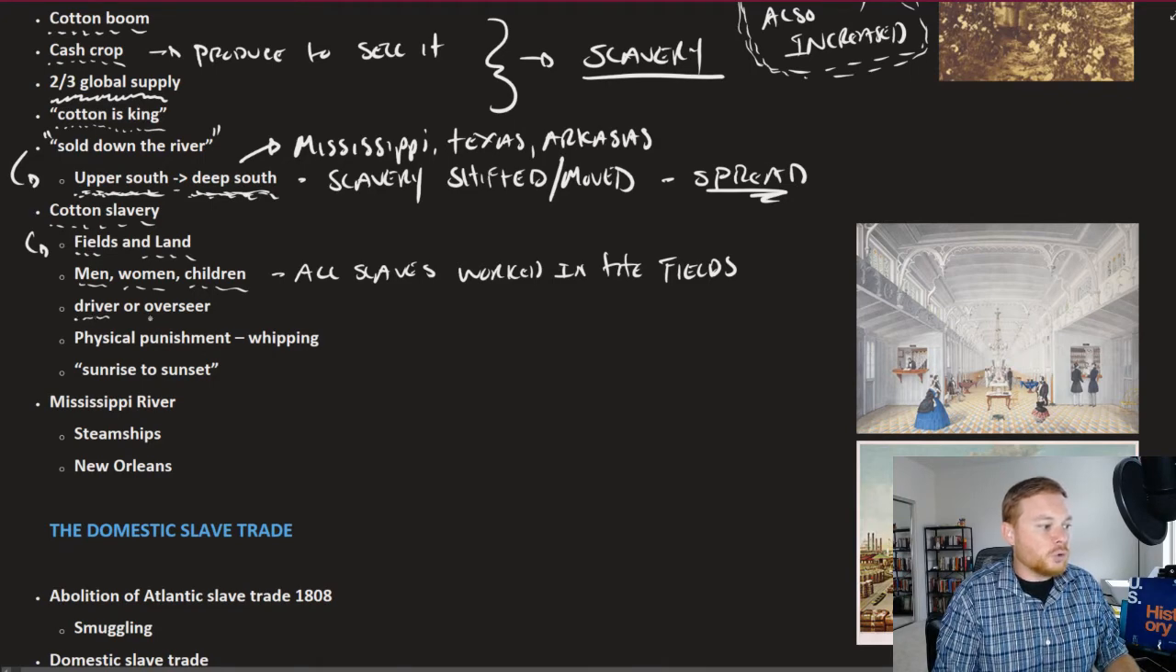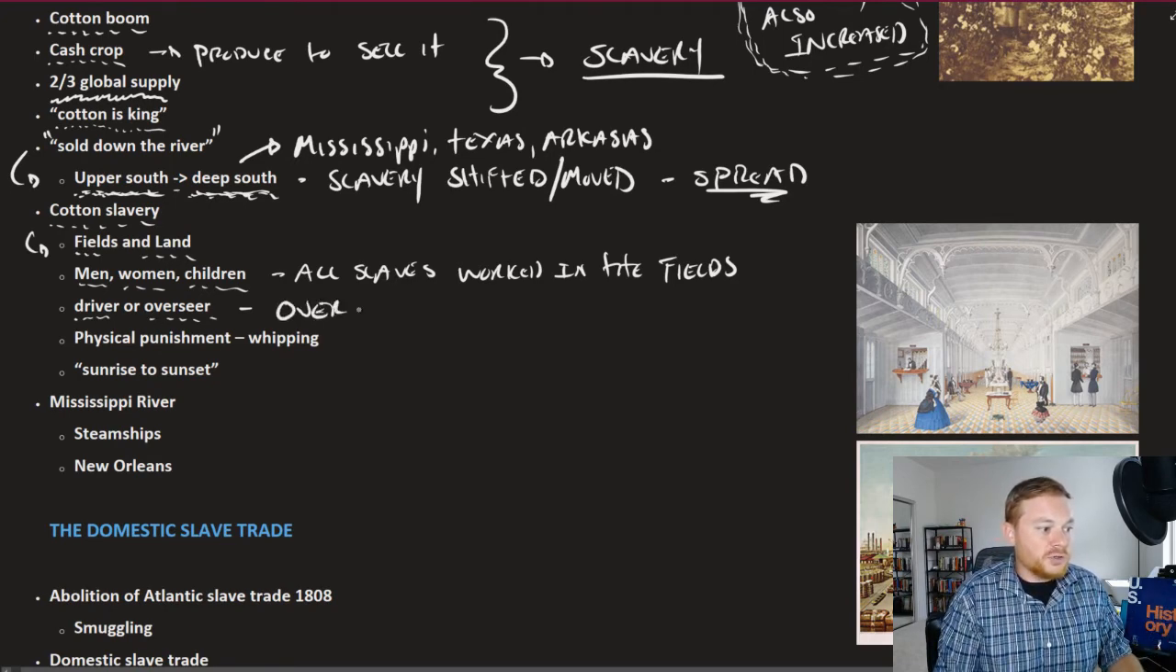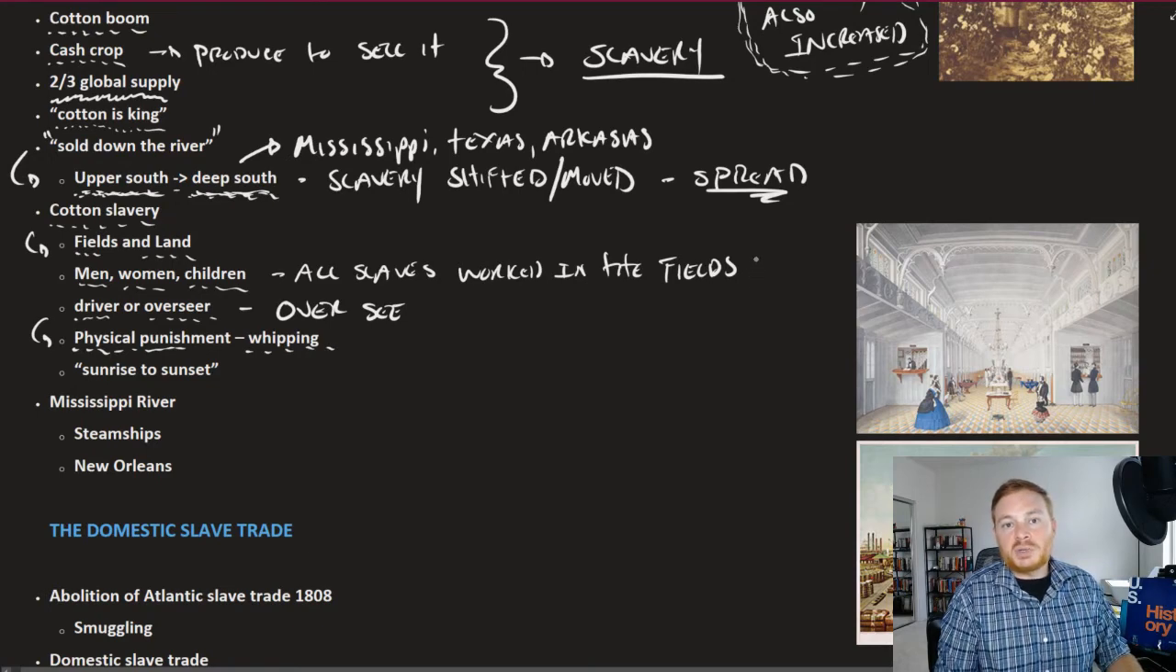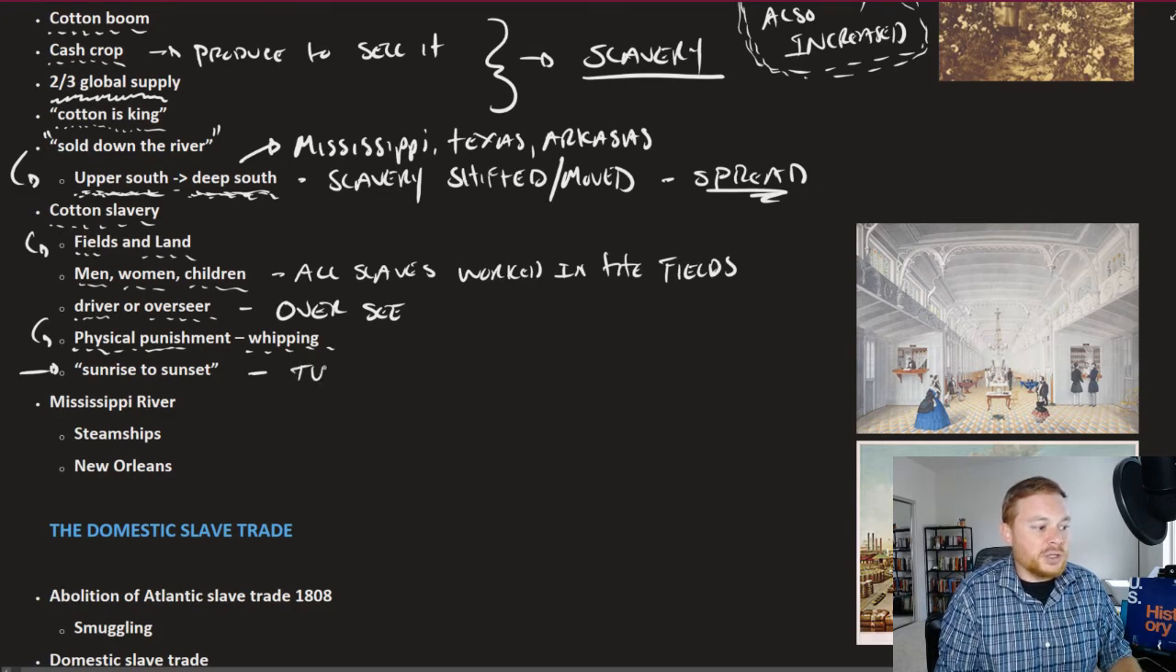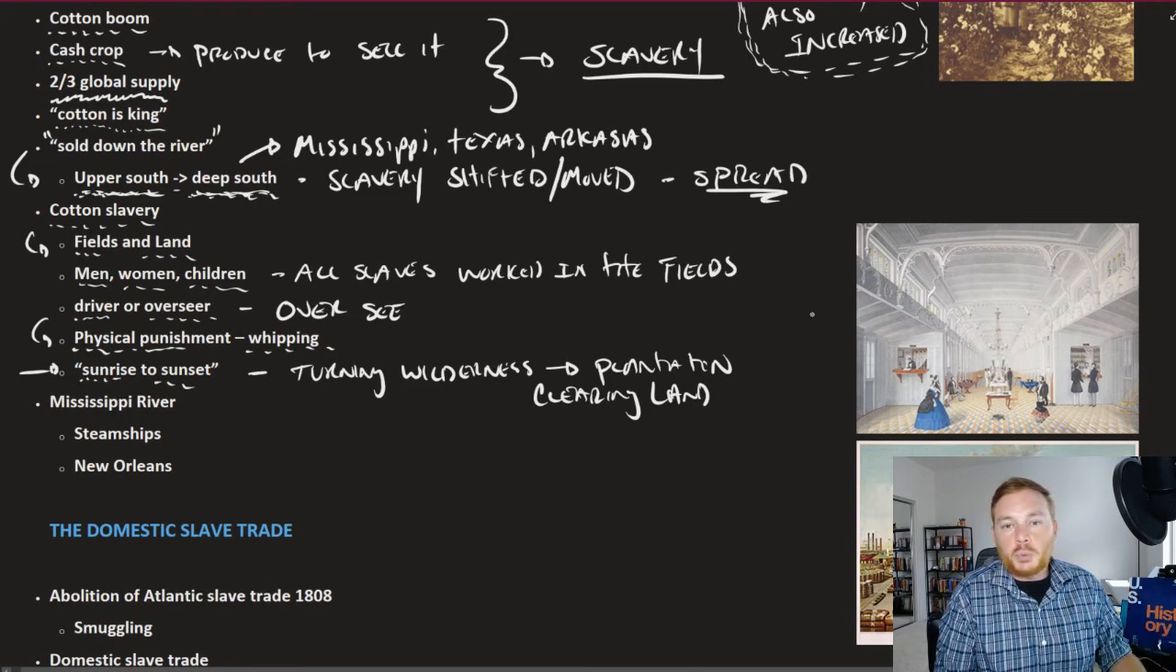Typically in the fields, you would have a driver or an overseer. This would be somebody who would, just like what the term says, oversee. And if slaves were not working every hour of the day, overseers would employ physical punishment, which included things like whipping. It was very difficult labor. Oftentimes it was not just the harvesting itself, but what we might say was turning wilderness into plantation. A lot of it was clearing land, and that was very physically demanding, right? And the workday was from sunrise to sunset. So cotton was certainly physically demanding in terms of the type of labor that was required, and it was from sunrise to sunset, as it was described.